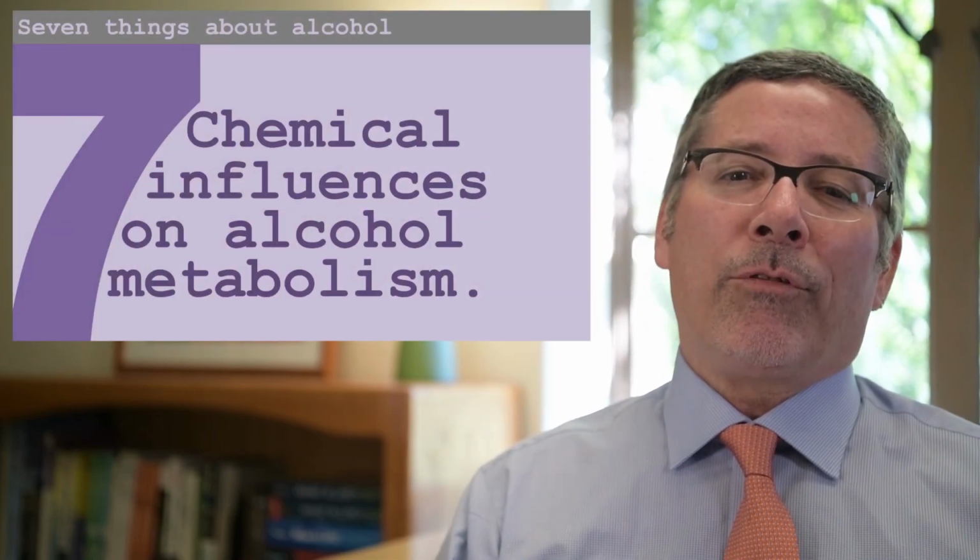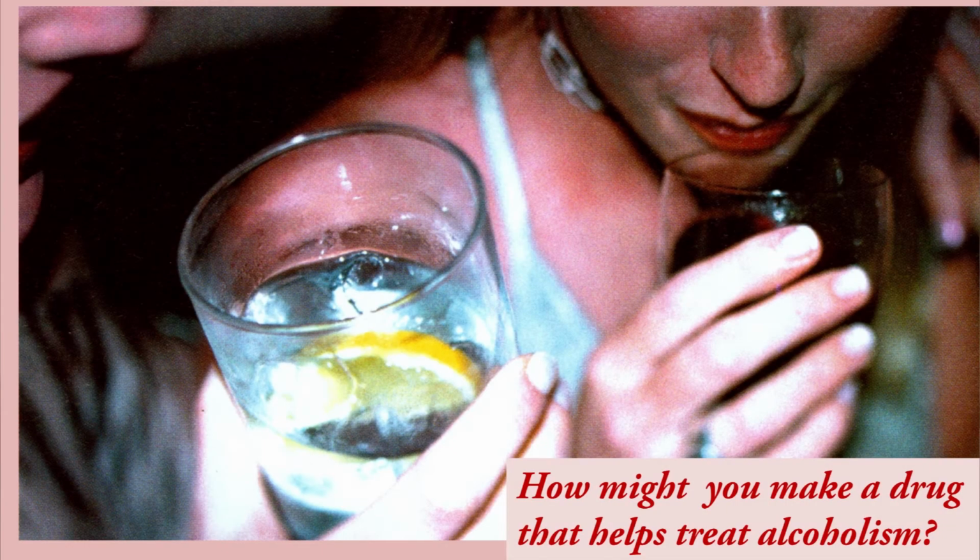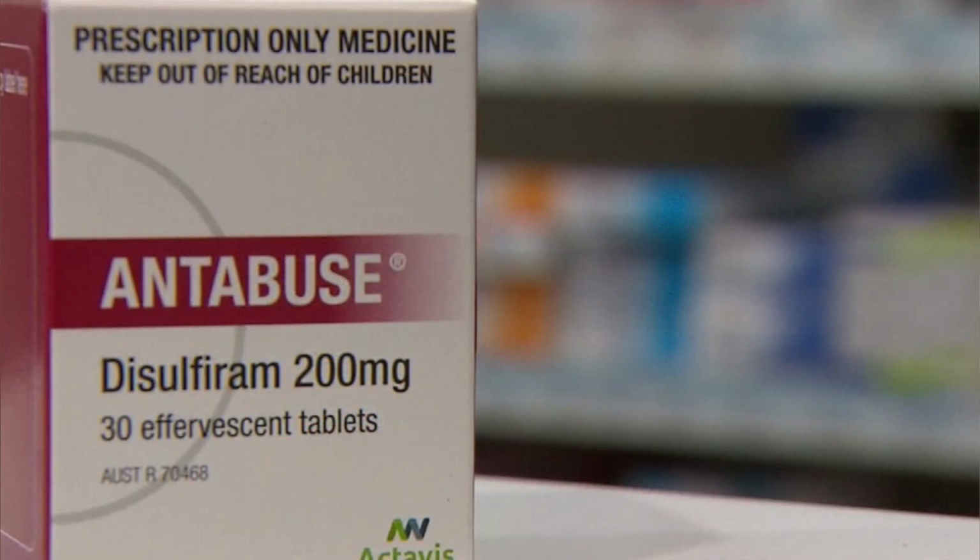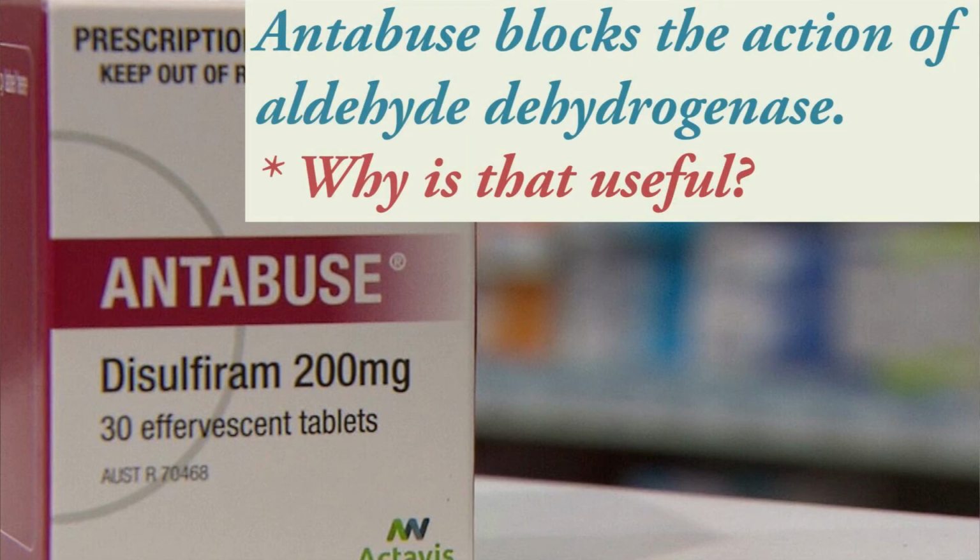Now, there are some other ways that chemicals can influence alcohol metabolism. Think about this. Let's say you were trying to make a drug because you wanted to help people be less likely to be alcoholics, or you wanted to help treat alcoholism. What might you do? Well, there is a drug, antabuse. And what do you think antabuse does? Antabuse blocks the action of aldehyde dehydrogenase.